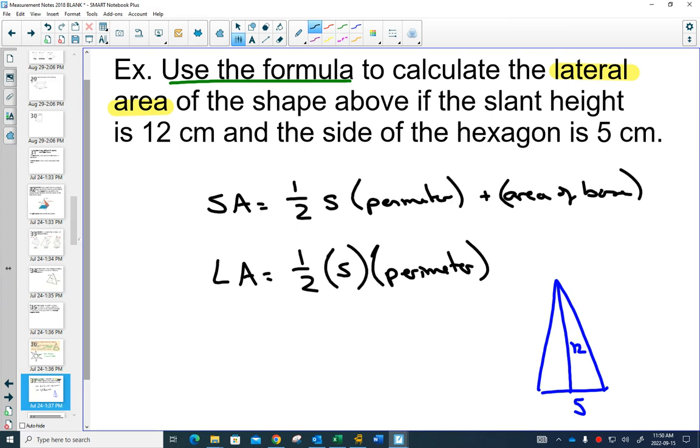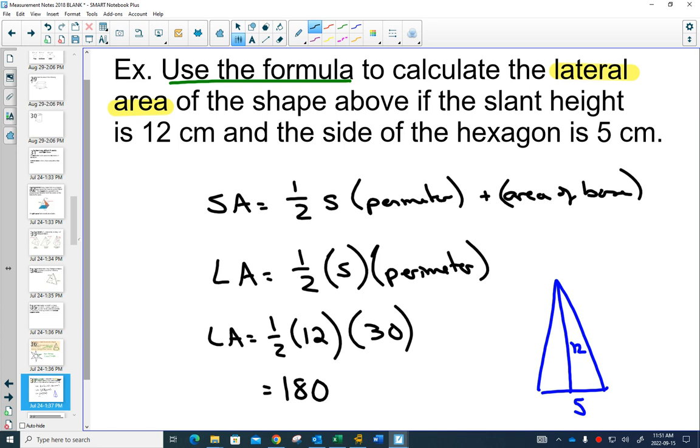Good. Now, if we use the formula, it's really nice and straightforward. We'd have 1/2. We know that the slant height is 12. We know that the perimeter is going to be 6 sides, 5 on each side, 30. Multiplying this out, we get 180. Do we have any units? Yes. We're doing area, so area would be centimeters squared.